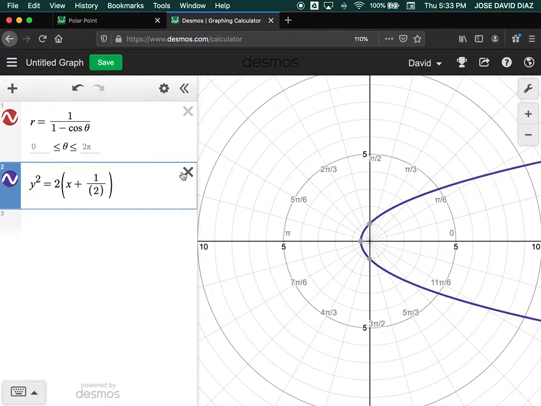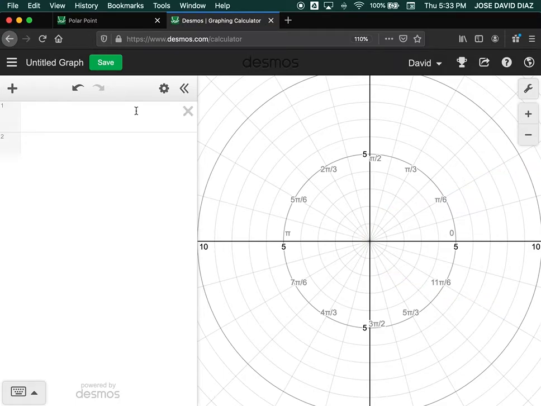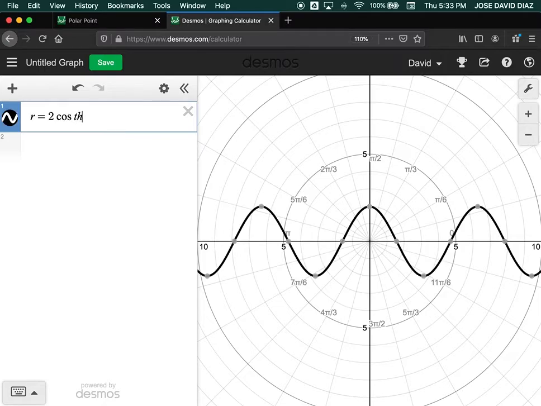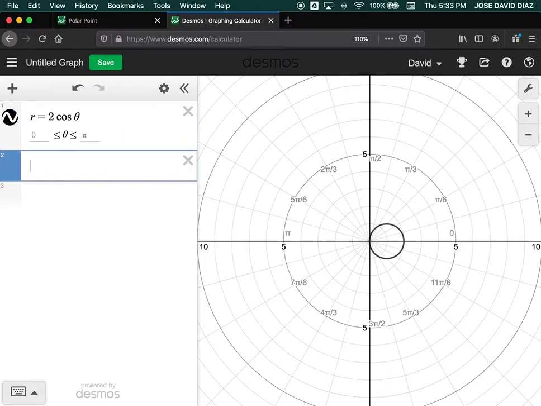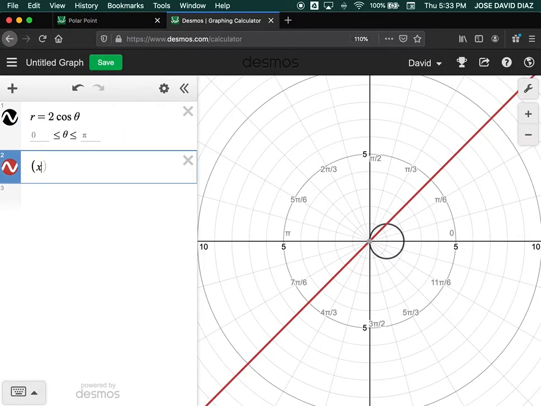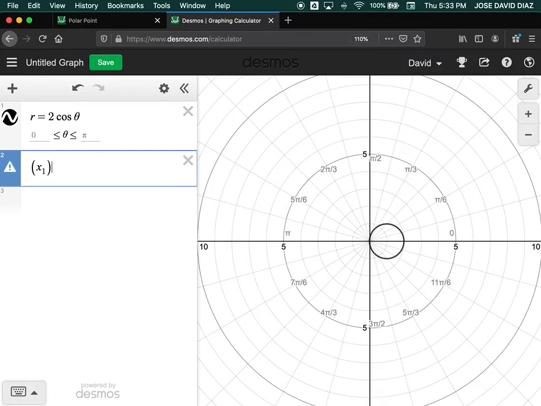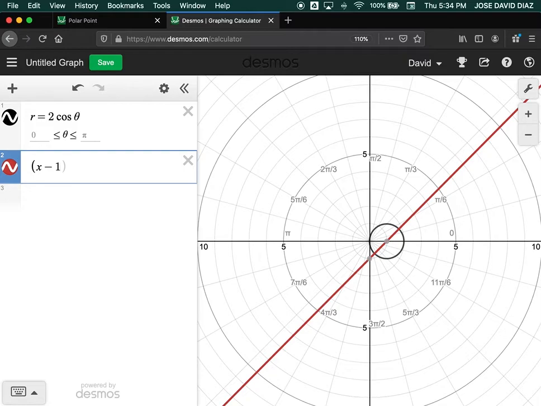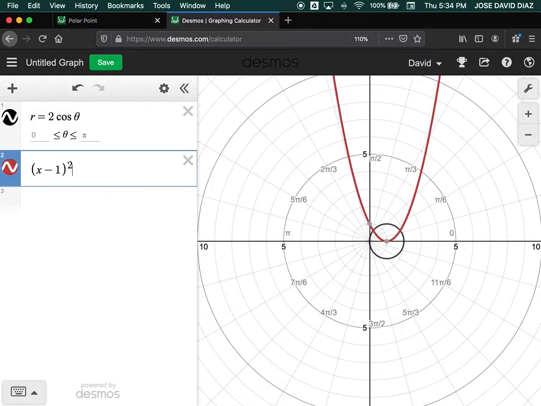And let's graph it to confirm. If I graph the first one, which is r equals 2 cosine of theta, and I graph the second one, x minus 1 to the power of 2 plus y squared equals 1, notice that they overlap, which means that they are equivalent.